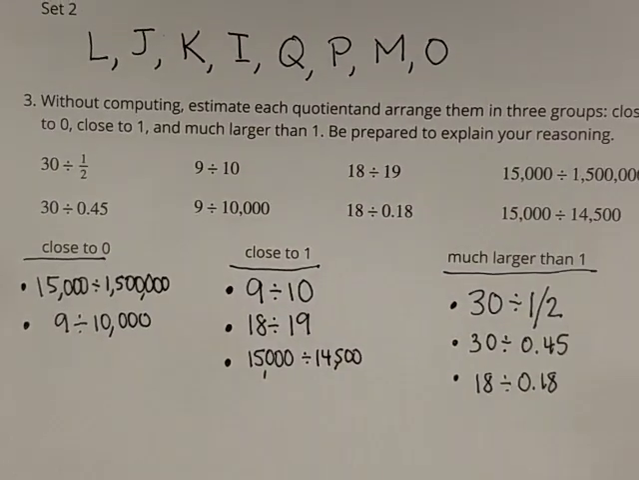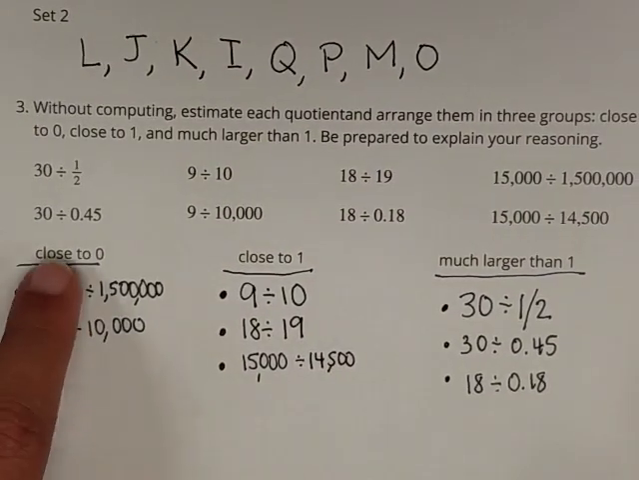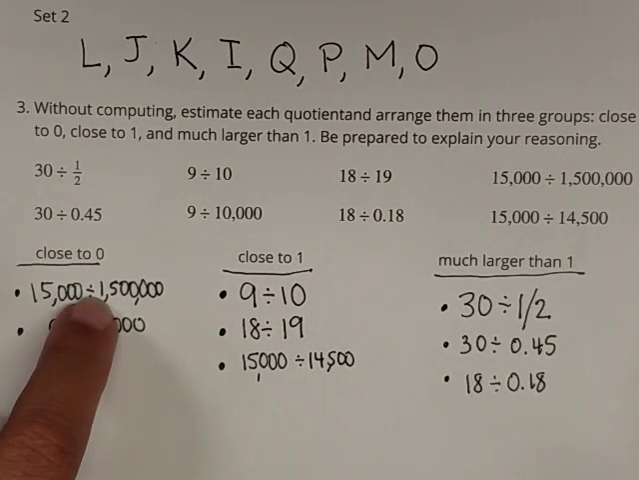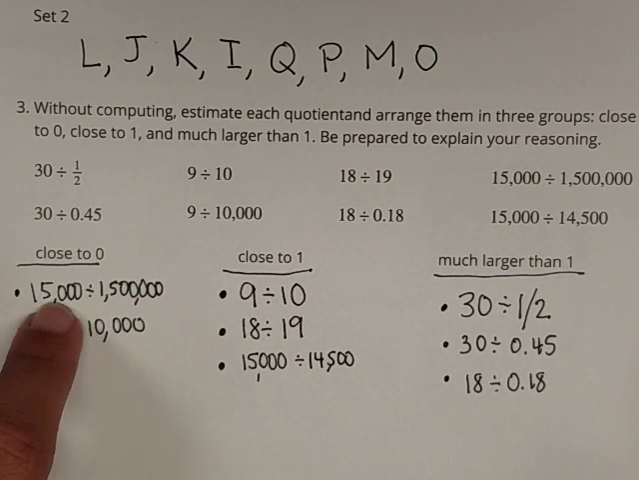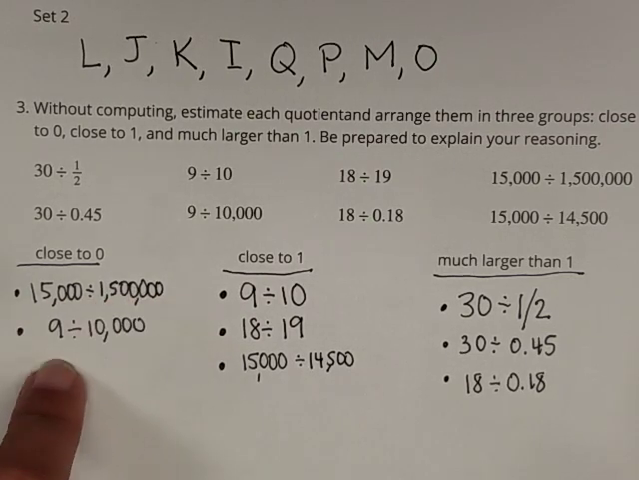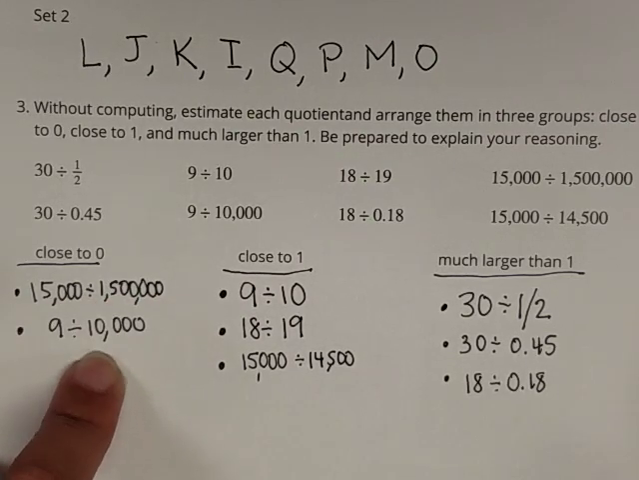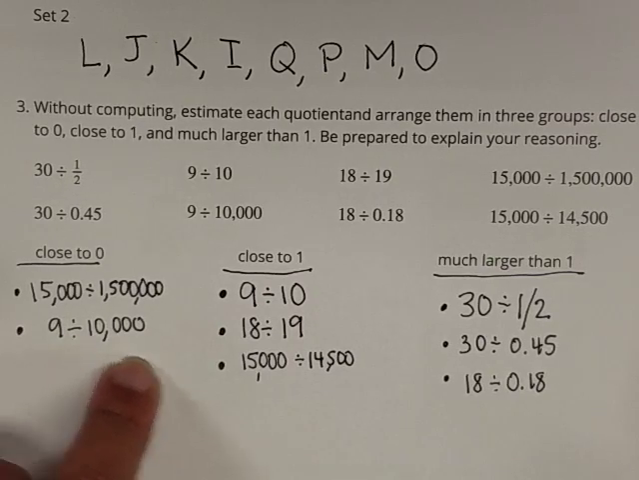All right, thank you for taking your time to do those problems. So close to 0, I got 15,000 divided by 1,500,000, because this is much smaller than the divisor. 9 divided by 10,000, again, this is much smaller than the divisor.